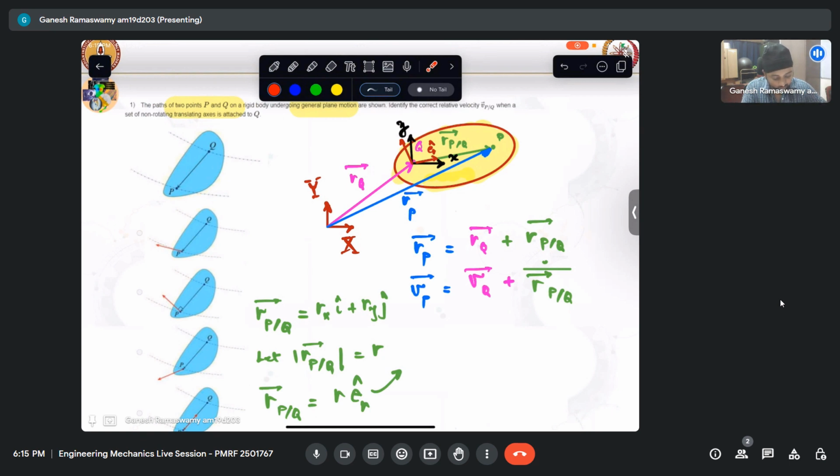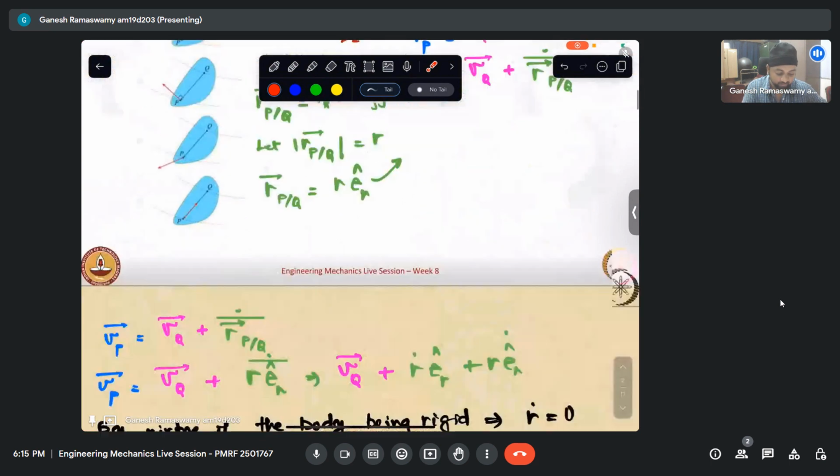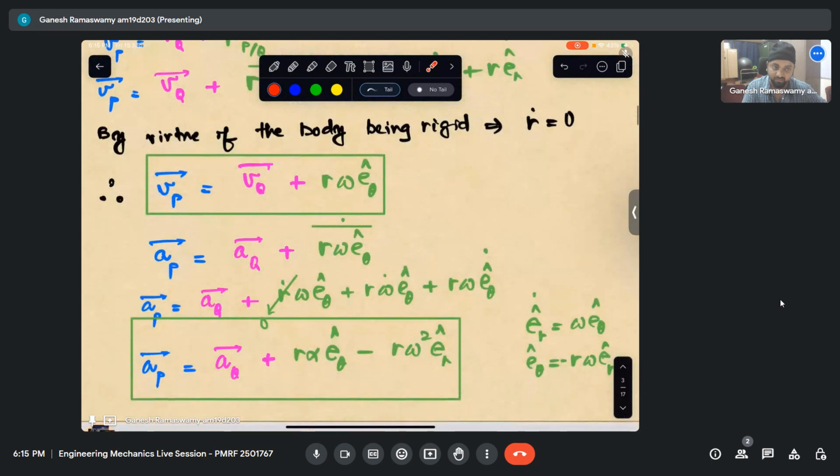Now, if we have this xy axis that is fixed to Q as just translating, then we will be deriving relative motion in this way. Now, if it so happens that it will be rotating, which we will see in the next week, then we will have some additional terms here, because the xy itself is now rotating. So that is all there is to it.